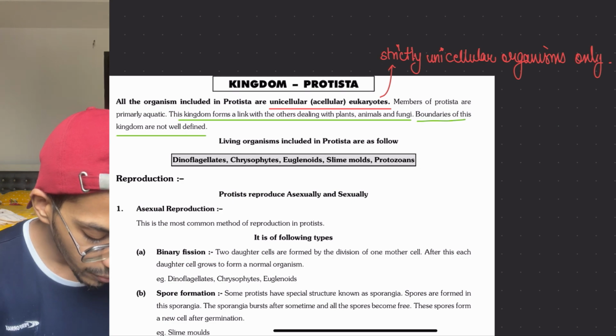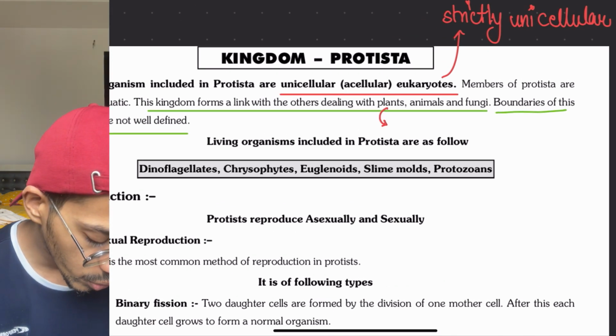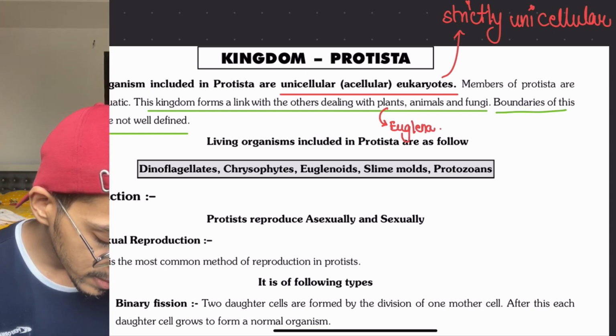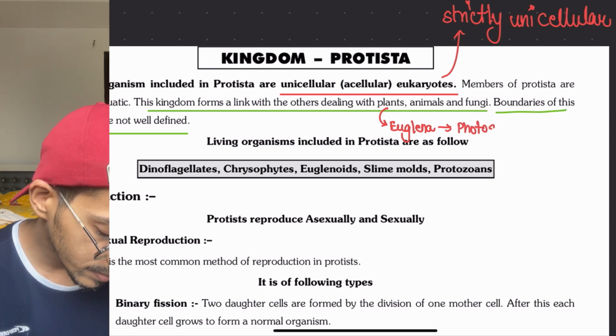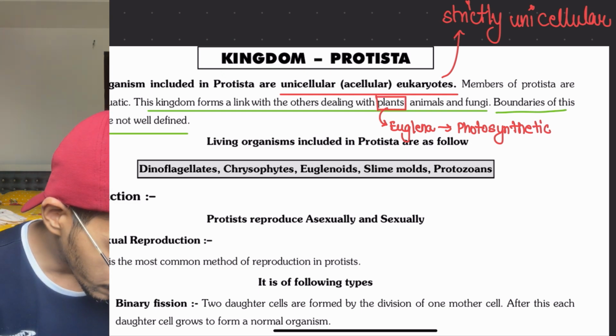An example for such would be what? Like plants, there is Euglena. Okay, this Euglena has photosynthetic pigments.